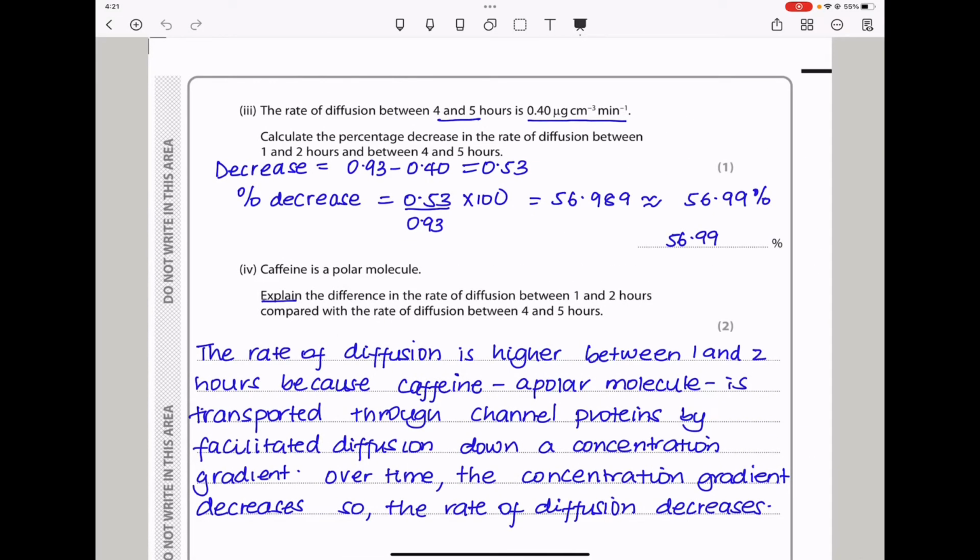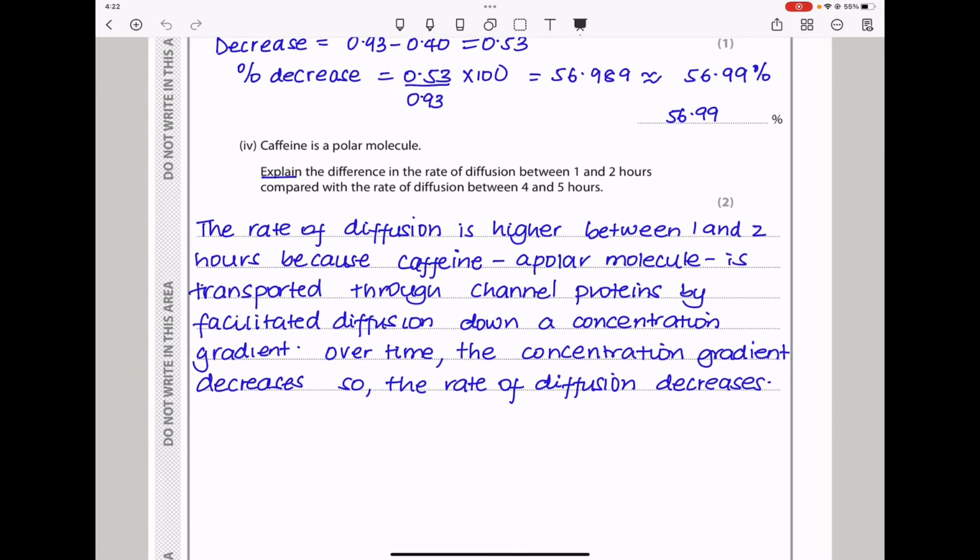Here they say the rate of diffusion between 4 and 5 hours is 0.4 microgram per centimeters cubed per minute. Calculate the percentage decrease in the rate of diffusion between 1 and 2 hours and between 4 and 5 hours. Between 1 and 2 hours, the rate was 0.93, and here we have 0.4. So 0.93 minus that gives us 0.53. So the percentage decrease should be 0.53 divided by the original times 100, giving us 56.989, and I rounded off to 56.99%.